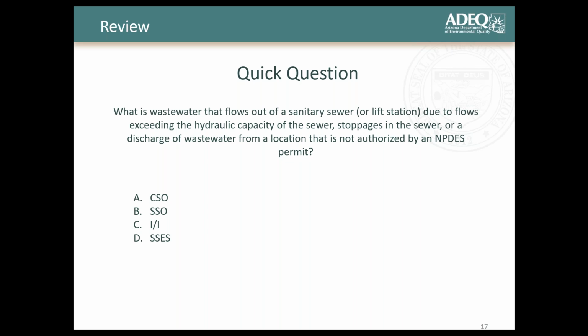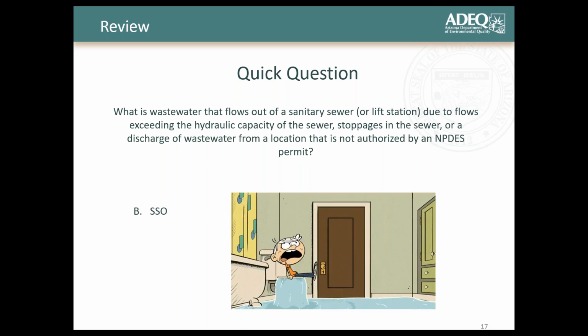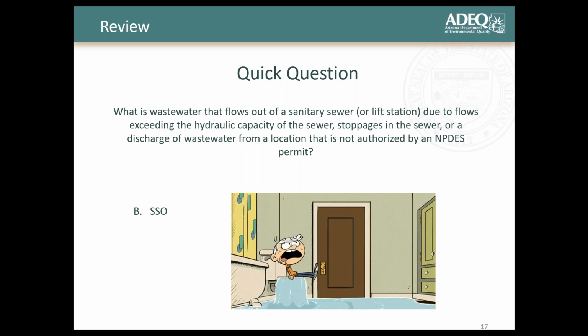So answers are trickling in now. Looks like we got mixtures of, well, pretty much all B's, what everyone's saying at this point. All right. And you guys would be correct. SSOs, right? Now, keep in mind, SSOs aren't just a manhole. I love this cartoon too, by the way. So sometimes you'll have sanitary sewer overflows inside of community members' or somebody in the public's house, right?